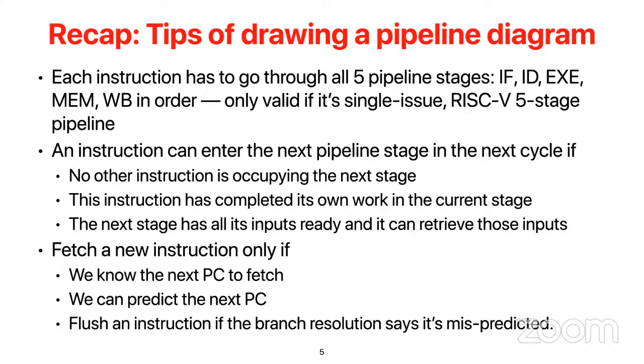The second one: an instruction can enter the next pipeline stage in the next cycle if no other instruction is occupying the next stage. That is also structural hazard avoidance, right? If in the next cycle no one is occupying that stage, and we have done our own work at the current stage and have all my inputs ready, why not advance to the next stage?